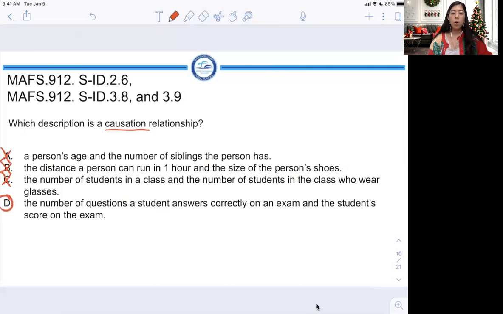Now, are any of these correlation? So remember, correlation means that maybe one is not causing the other, but maybe it does make sense that they might have some sort of relationship. For example, I was going to explain A really quick. So for example, as you get older, what are the chances that you might get more siblings? Especially if you're the firstborn.